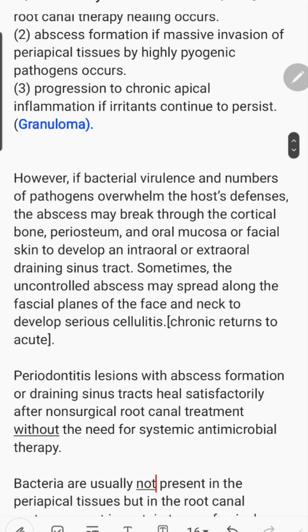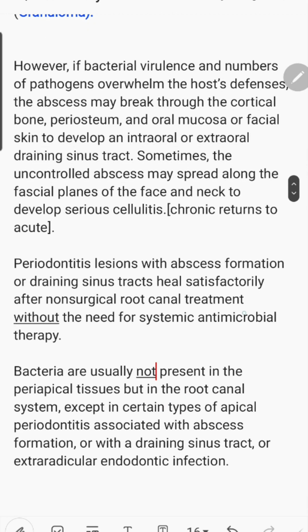However, if bacterial virulence and numbers of pathogens overwhelm the host's defense, the abscess may break through the cortical bone, periosteum and oral mucosa or facial skin to develop an intraoral or extraoral draining sinus tract. Sometimes the uncontrolled abscess may spread along the fascial planes of the face and neck to develop serious cellulitis, which means that the chronic phase returns to an acute periodontitis.